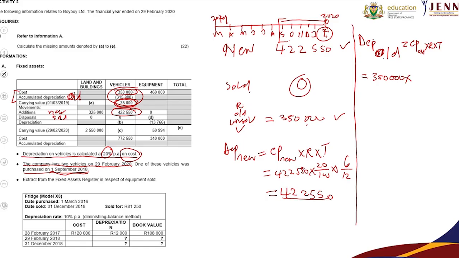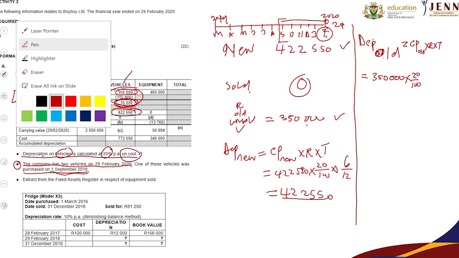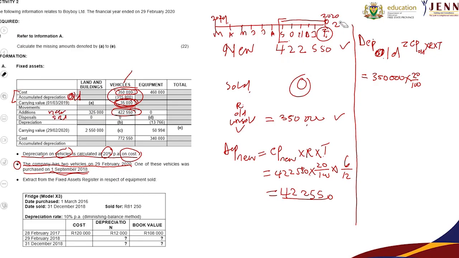Then we multiply by the rate. Here is the rate for vehicles, and we are dealing with vehicles. How much is the rate there? 20 over 100. Let's go back to this information here. Bulletin number 2 says the company has 2 vehicles on 29 of February, right? It means at the end of the year, we are having two vehicles.